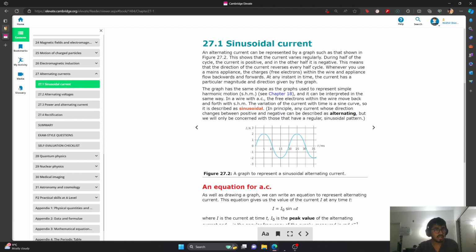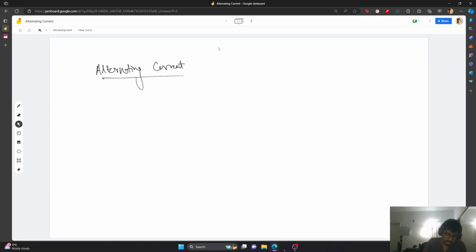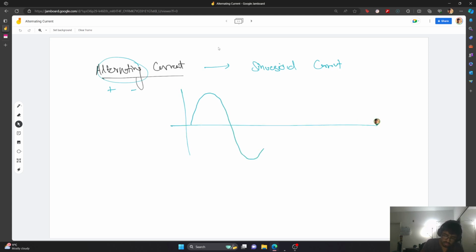So the first key idea that you understand is alternating current means it alternates between plus and minus, right? One common form is the sinusoidal current. What that means is the current goes up, the current goes down like a sinusoid, right? So this is your current. It takes this form: I equal to I naught sine omega t.